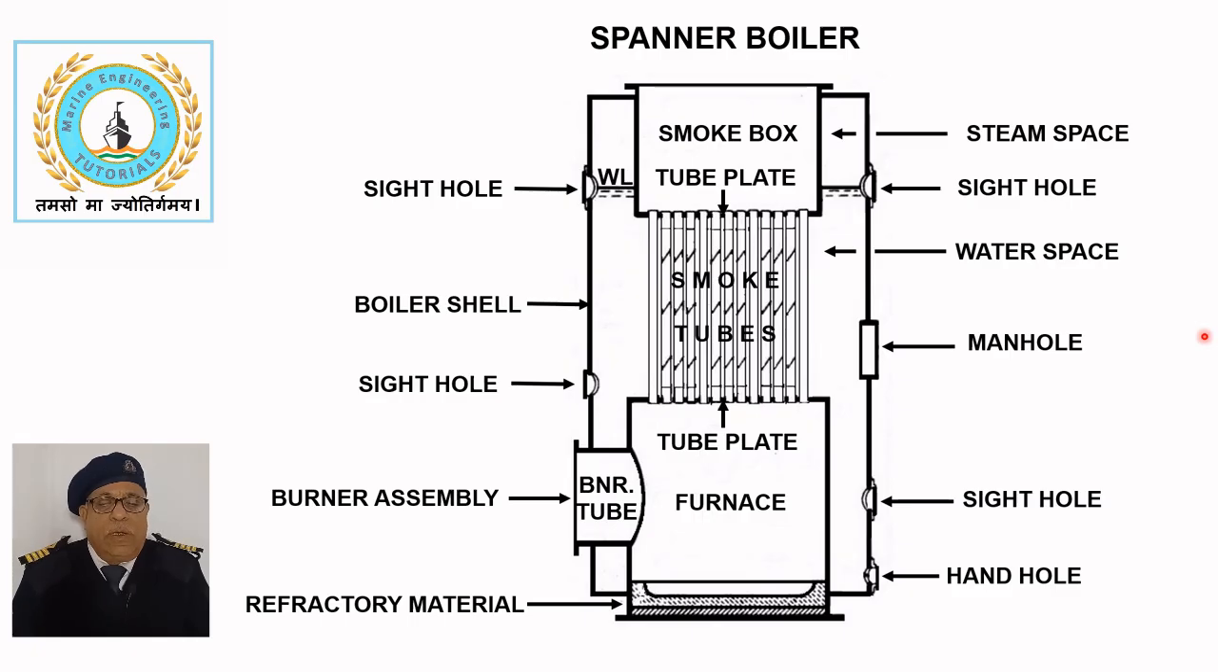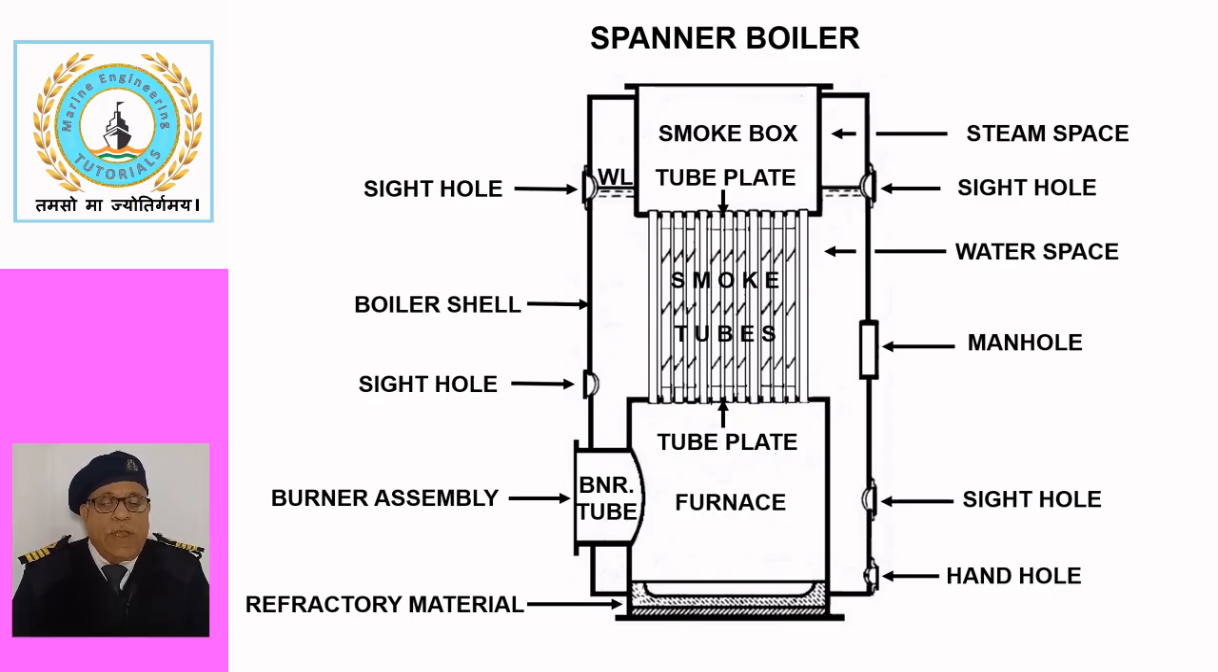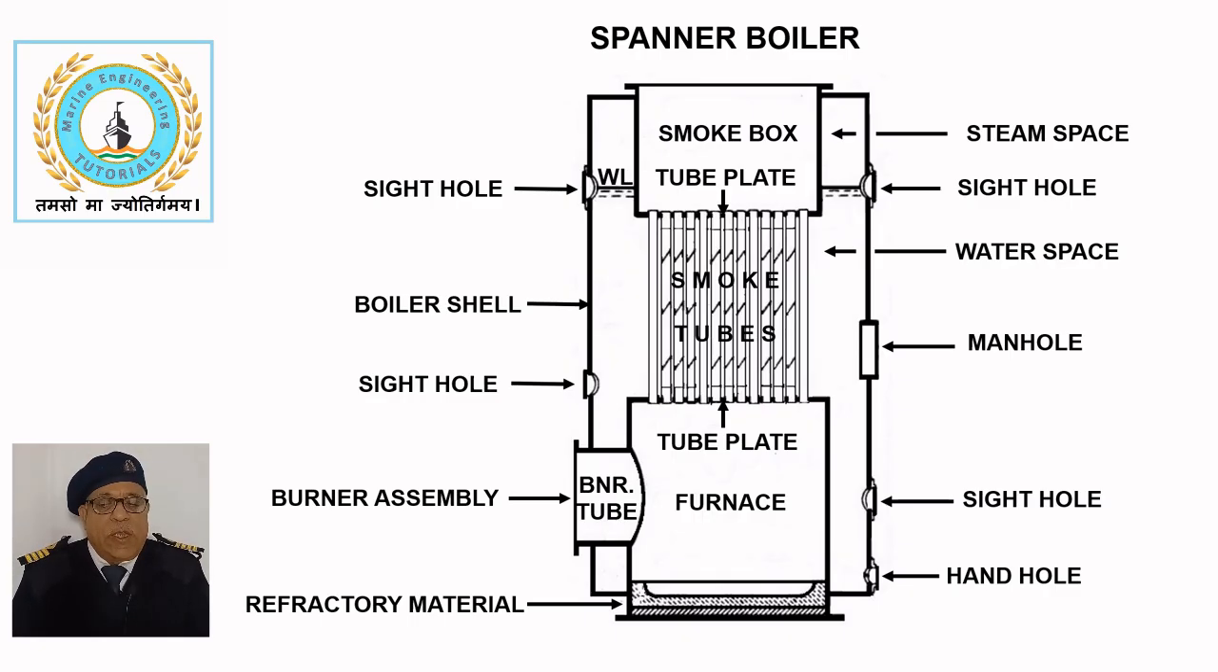Steam is separated from the water and collected in the steam space. The normal working pressure for this type of boiler is about 7 bar, and the steam output ranges from 450 kg per hour to 2270 kg per hour depending on boiler dimensions.